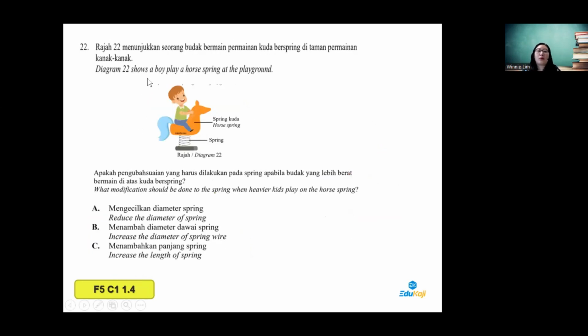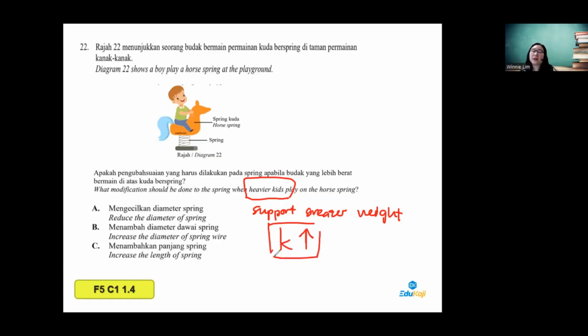Question 22, diagram 22 shows a boy playing on a horse spring at the playground. What is the modification so that heavier kids can be supported, a greater load, greater weight? If you want to support greater weight, what happens to the spring constant? It has to be high. The idea of spring constant, I always tell students, if it is high, that means it is hard to compress or stretch. So you can support a heavy object.